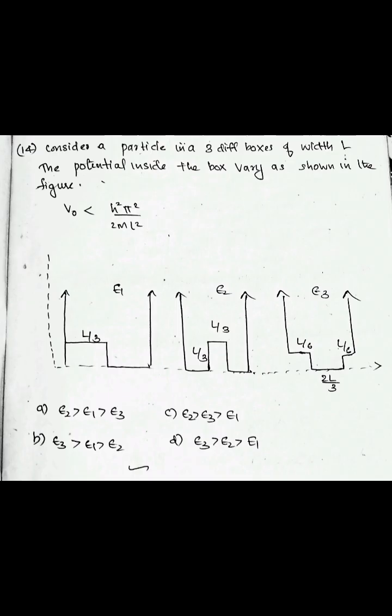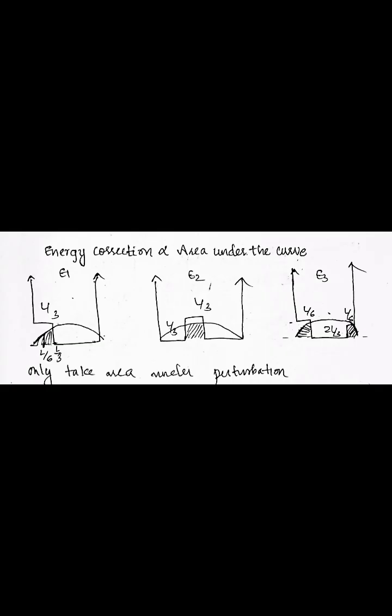The next question is, consider a particle in 3 different boxes of width L. The potential inside the box varies as shown in the figure. V0 is less than h square pi square by 2m L square. So we need to find the correct order of energy. We know that energy is proportional to area under the curve. So here we are only considering the area under the perturbation.